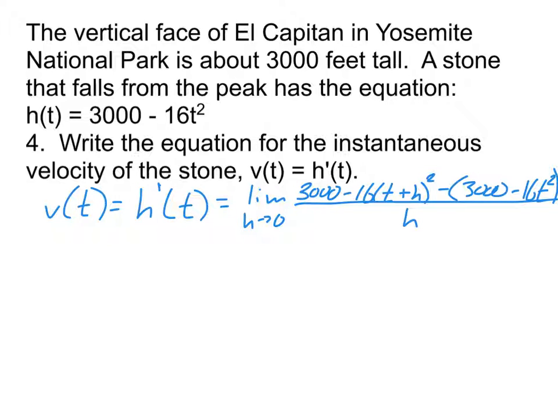Alright, in order to figure this out, we use our difference quotient like we normally would, and we simplify that through. We find the limit as h approaches 0. You should be finding now that v of t, which is just the derivative of h of t, equals negative 32t. Now we have our equation to find velocity, negative 32t.